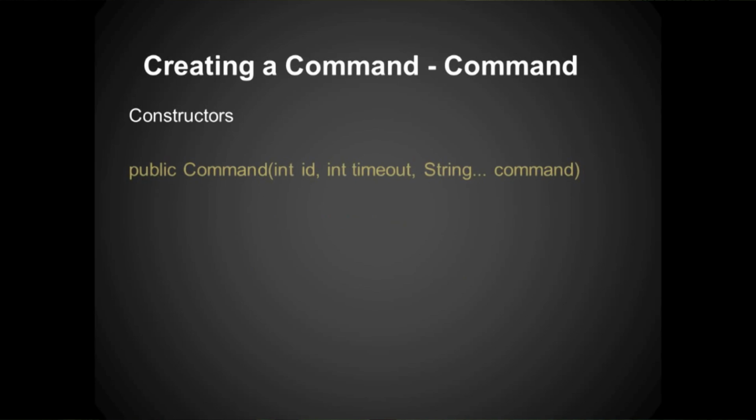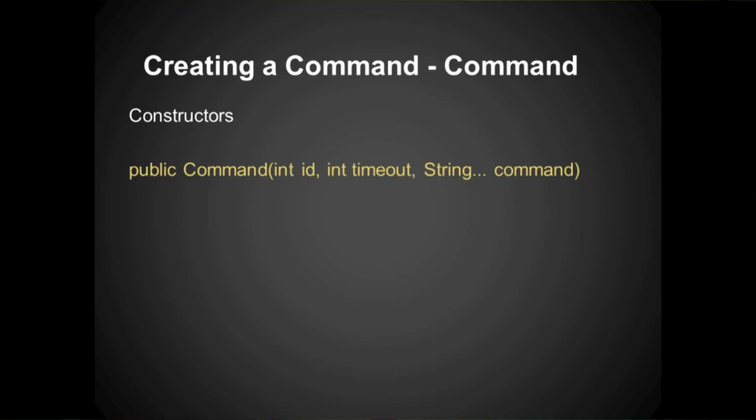Constructors. So the command class has three default, actually it has 4 default constructors, but we're going to talk about 3 of them. The first one has 3 arguments: the ID of the command that you're creating, the timeout for the command that you're creating, and the commands themselves. So at the minimum, you need to pass in the ID and the commands. But for this constructor, the timeout is going to specify how long the command has to execute.